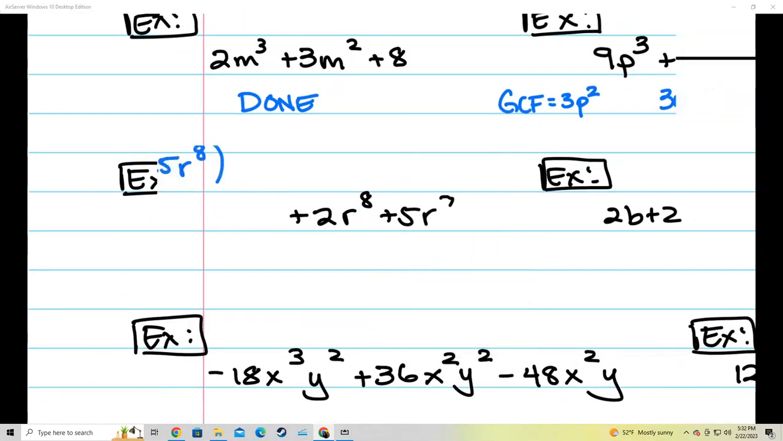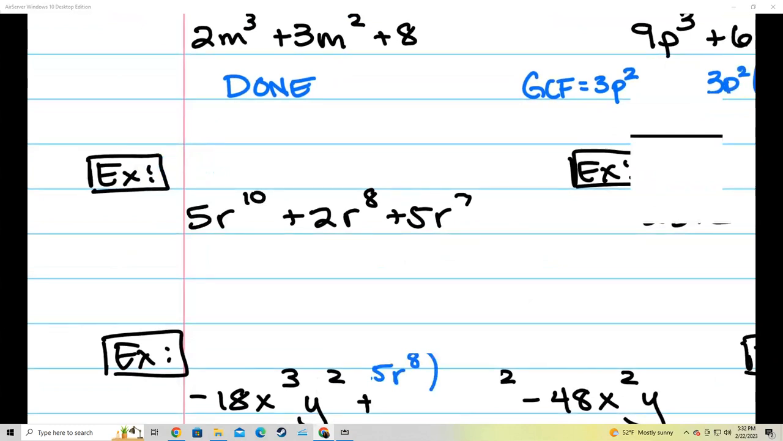Sorry, guys. I wish I knew what's going on with the blurriness, but it is what it is. Okay, let's go ahead and go on with this one.